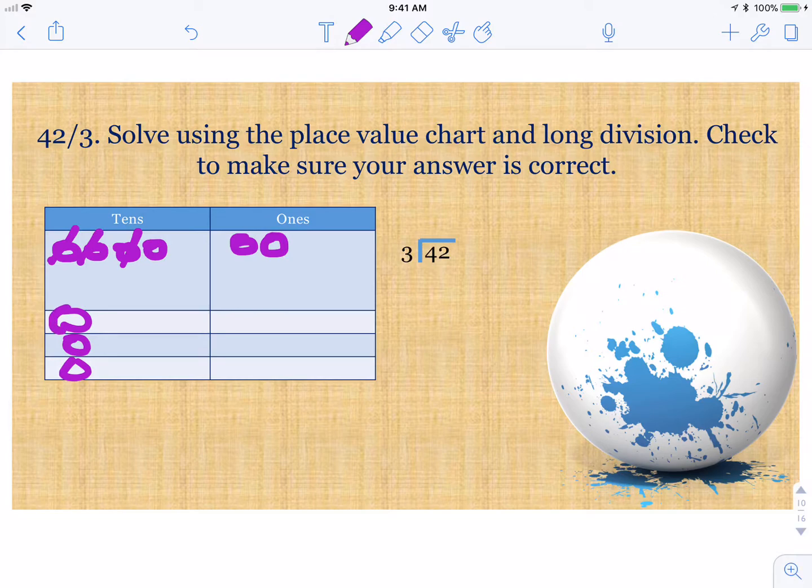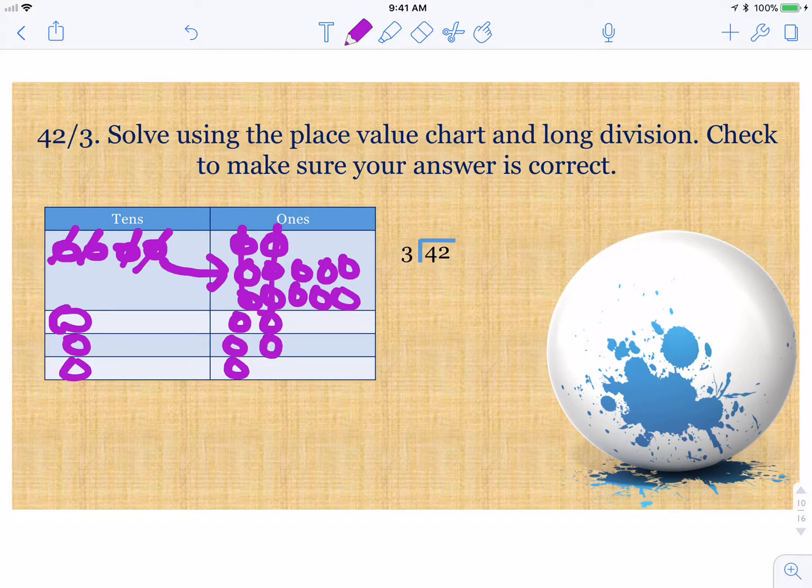Okay, I have 1 left over. I'm going to take that and move it over here. Give myself 10 ones. 1, 2, 3, 4, 5. So every 3 I'm going to move down. So that leaves me with 1 in the tens and 1, 2, 3, 4 over here, 14.